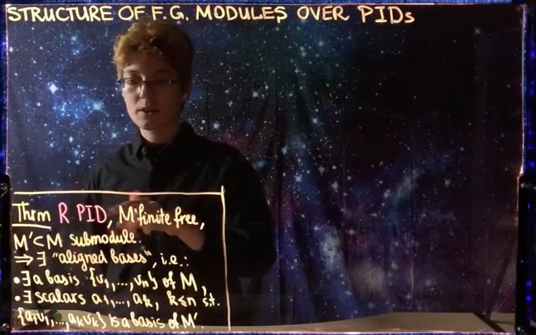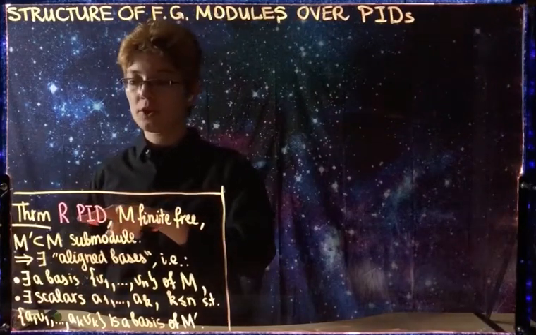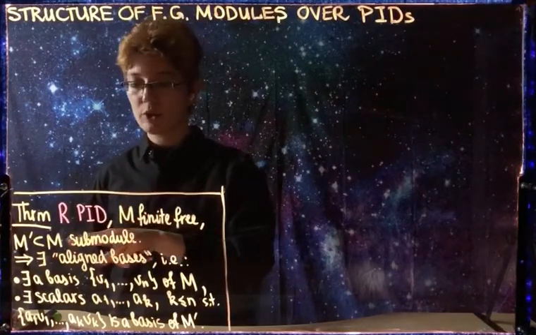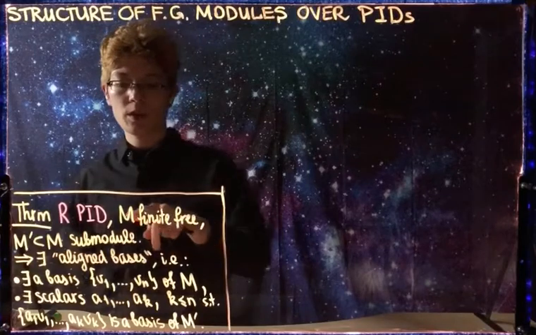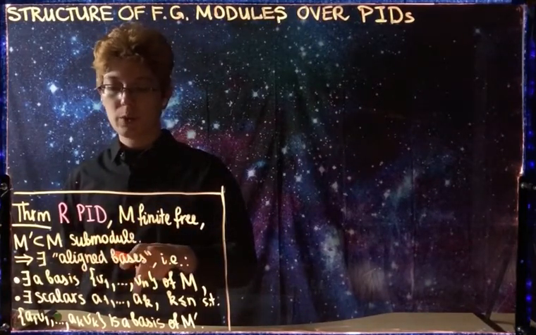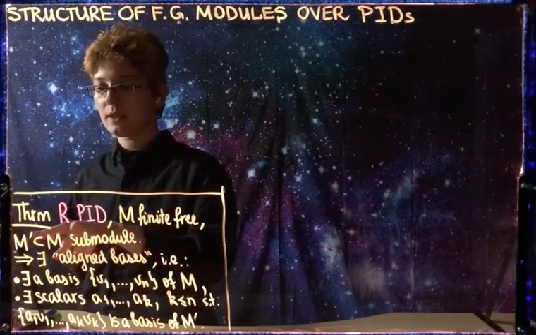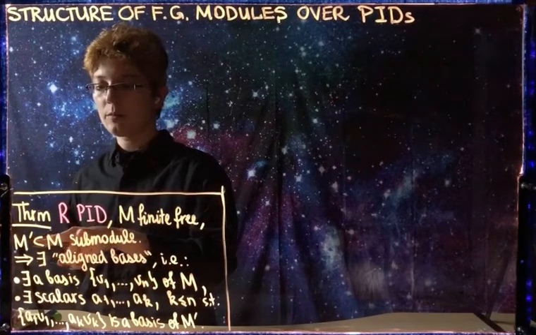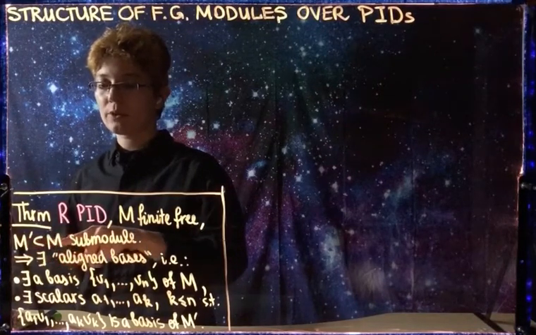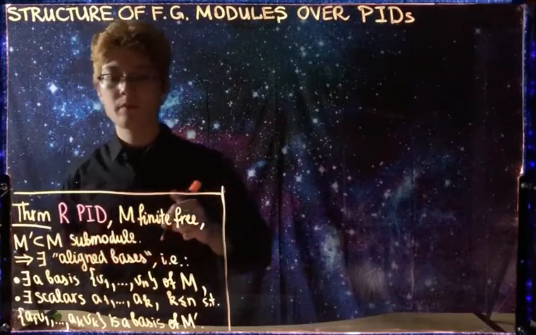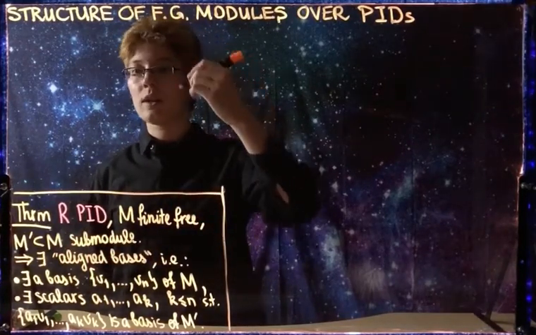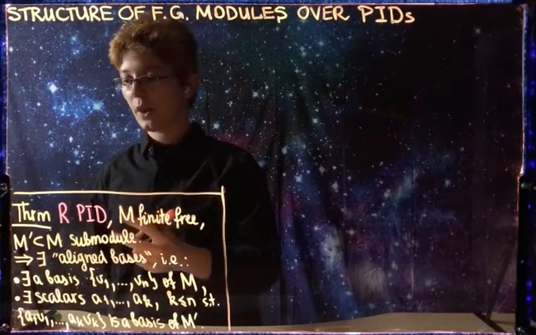Last time we proved this big theorem that over principal ideal domains, if we have a submodule of a finite free module, then we can choose aligned bases in both modules, so that we have a basis in M prime, and basis elements are scalar multiples of certain basis elements of M. And this lecture will be about deriving a lot of corollaries from this theorem.